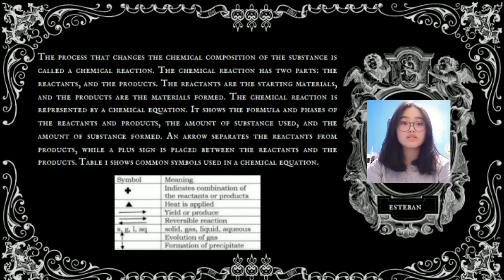A chemical reaction is represented by a chemical equation. It shows the formula and phases of the reactants and products, the amount of the substance used and the amount of substance formed. An arrow separates the reactants from the products, with a plus sign placed between the reactants and between the products. Table 1 shows common symbols used in a chemical equation.